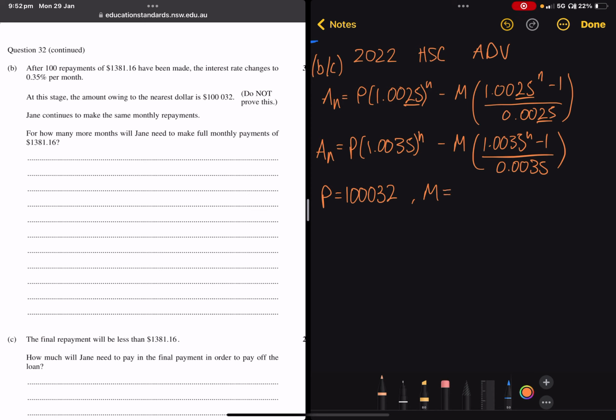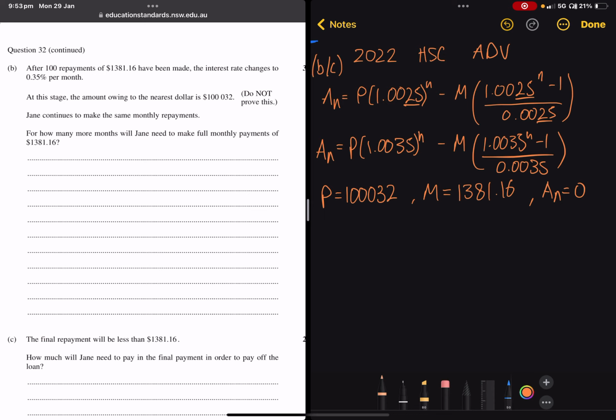The M, the monthly repayment, is kept the same. So the M is now 1381.16. Now, we have a bit of a problem here. We know P, we know M. We don't know A_N, and we don't know N. Now, in this question, we need A_N to be equal to 0. That's actually what we're trying to find. We're trying to find how many months with this particular financial arrangement she will have to continue to pay $1,381.16 in order to pay this loan off. So we're trying to find N under these conditions.